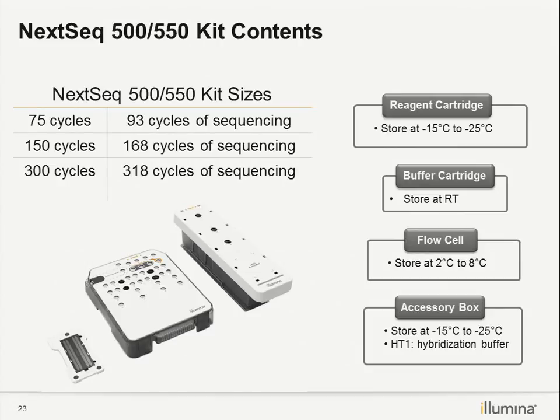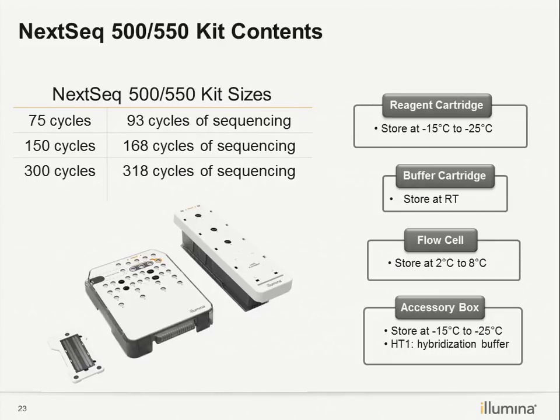Okay, and as I just mentioned, the reagent cartridge storage is -20. The buffer tray is room temperature, and the flow cell is 4 degrees. It will also come along with an accessory box, which contains only a buffer called hybridization buffer HT1. This buffer is required for diluting your libraries after the denaturation. So it is also stored at -20.